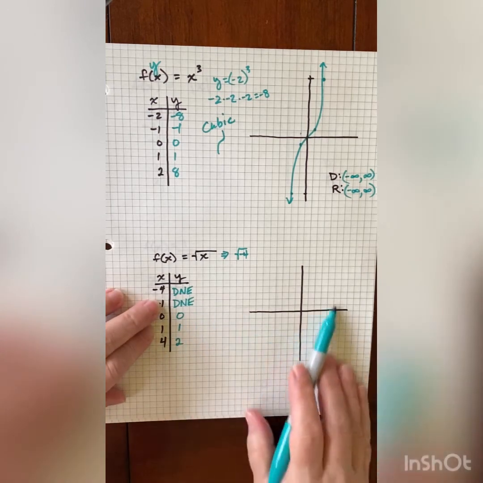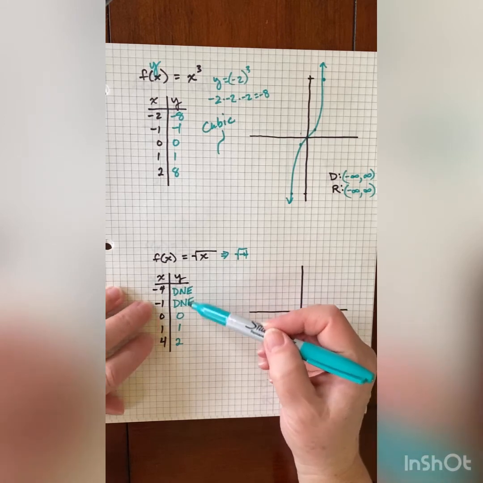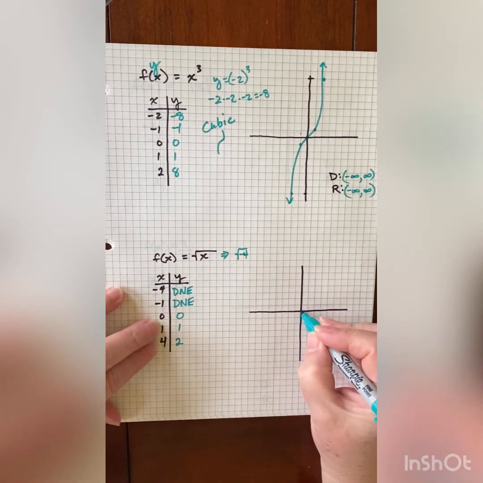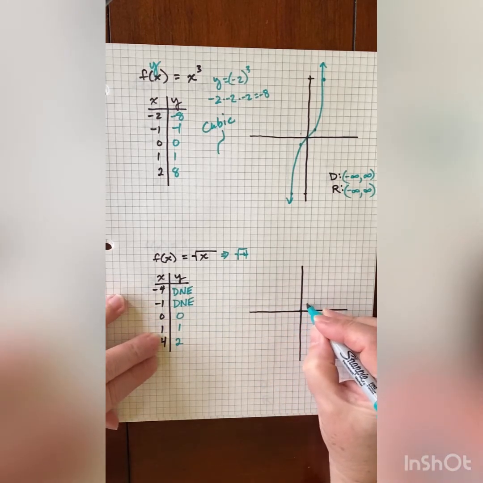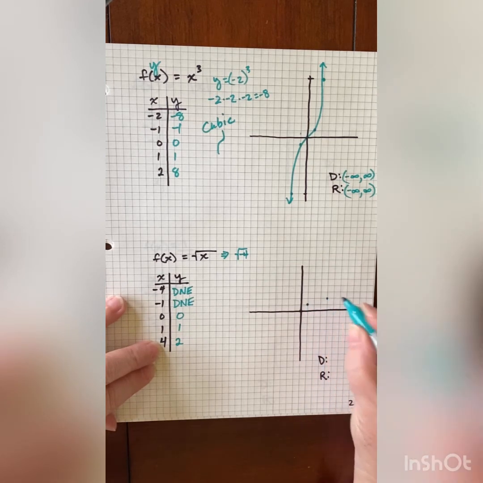Well, do I have a place over here called does not exist? No, I don't. So I cannot plot those two. But I can do (0, 0) right here, and I can do (1, 1) here, and I can do (4, 2): 1, 2, 3, 4, and 2. And this one looks like that.